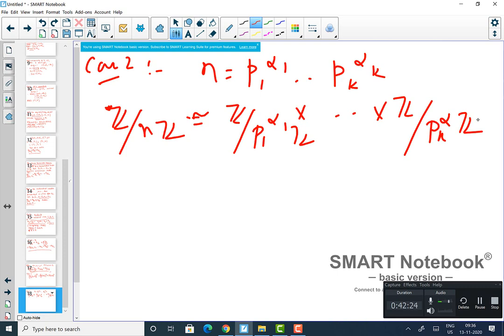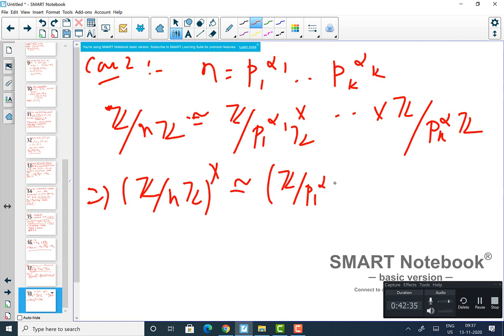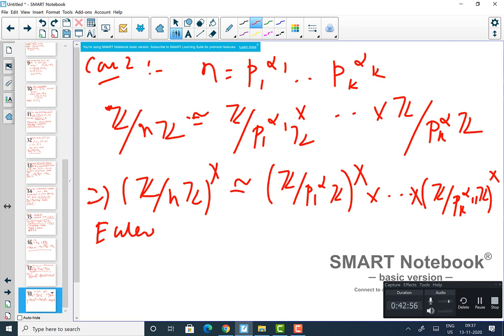Okay, and again this implies the units also have this property. So this will be Z mod p1^alpha1 Z star, like the cross, and Z mod pk^alphak Z cross. So what does that mean? That means the corollary, you remember the Euler quotient function phi.